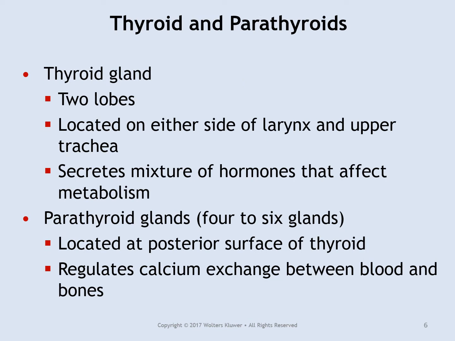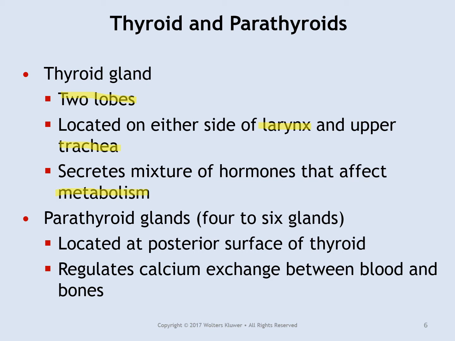Moving down to the thyroid and parathyroid. The thyroid has 2 lobes. Like I said, it was a butterfly-shaped structure. You can think of the lobes as the wings of the butterfly. They are located in conjunction to the larynx and trachea. And they primarily affect the rate of metabolism.